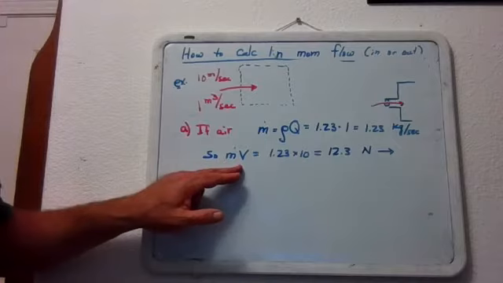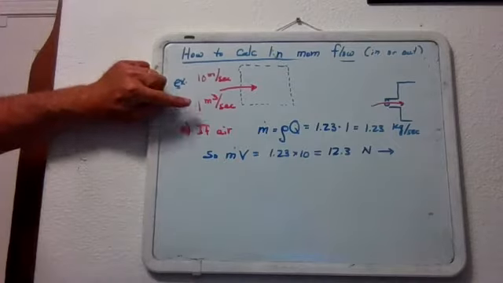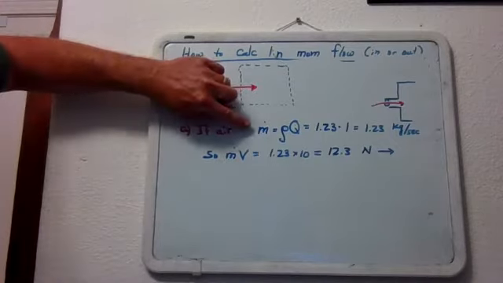Okay, here's the work for A. We need m dot times v. This is volume flow rate, so we need to convert it into mass flow rate.